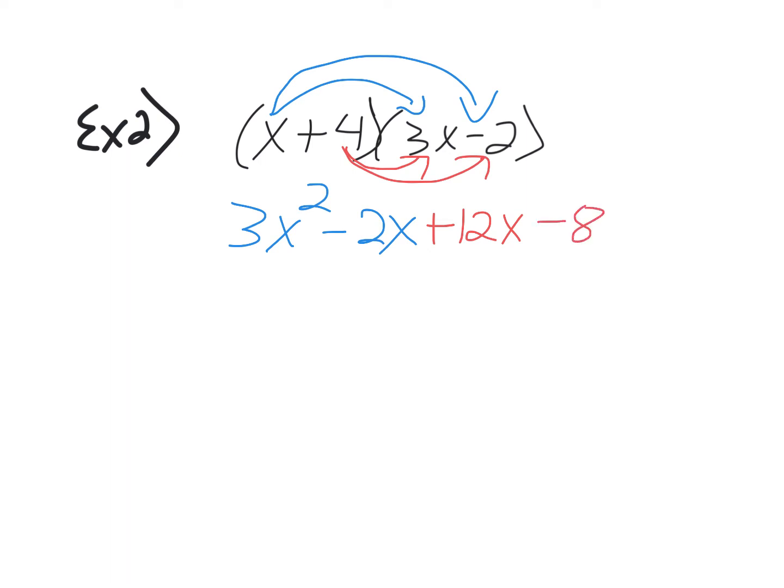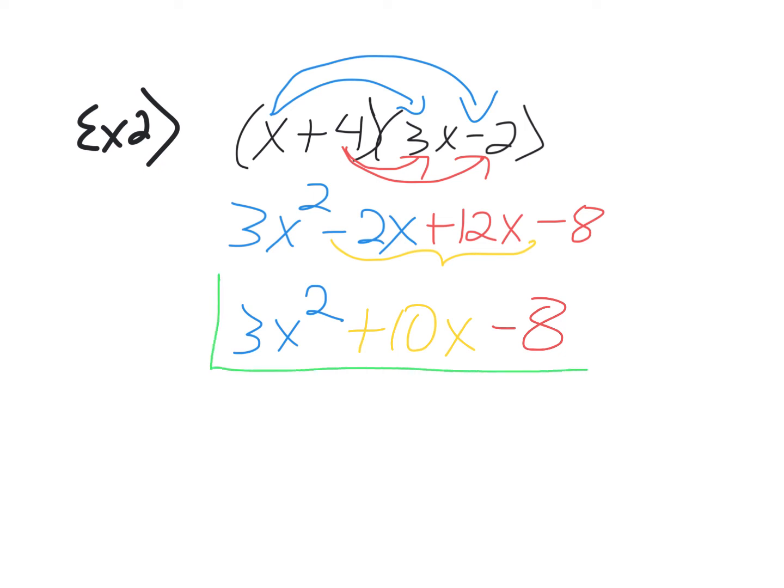All right, well, we know that we have the 3x squared, but we're going to combine these like terms of negative 2x plus 12x, that gives us a positive 10x. So plus 10x. And then finally we have our minus 8. So again, that is what it looks like to multiply a binomial times a binomial.